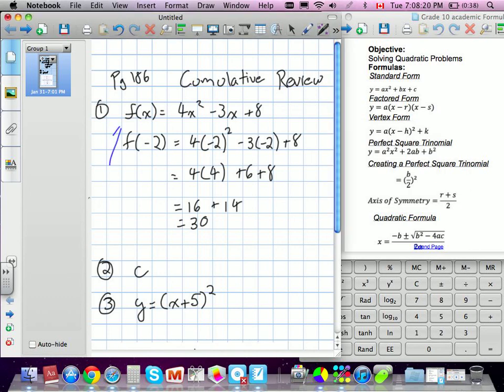First question, f of x, they give us an equation. Plug -2 in, solved, got 30. C is the only one for number 2.